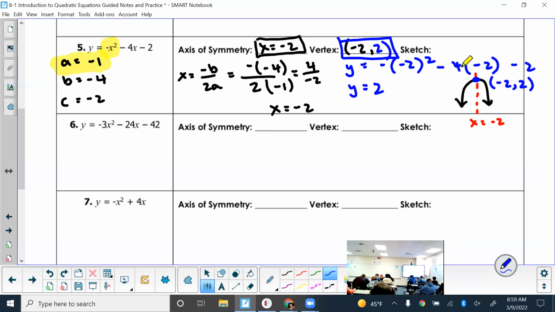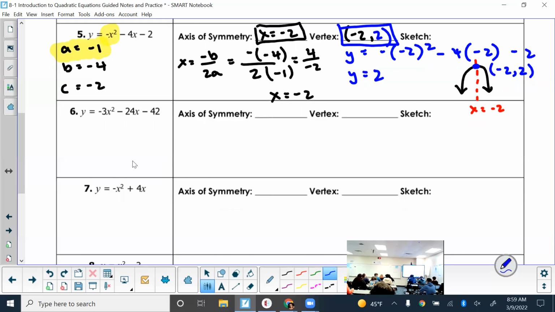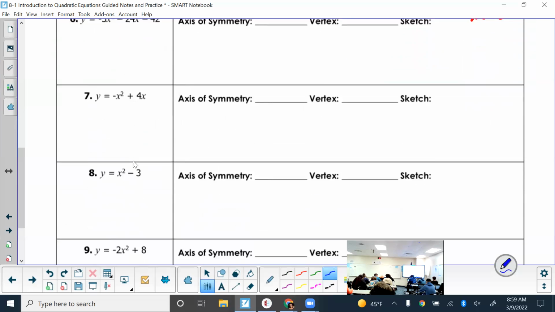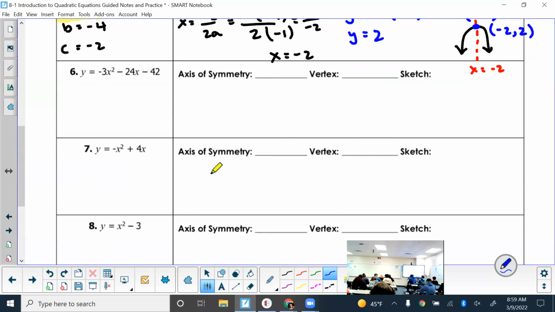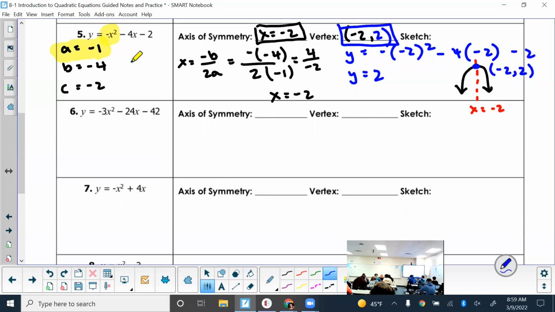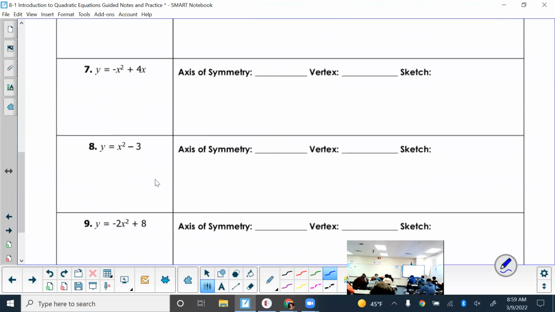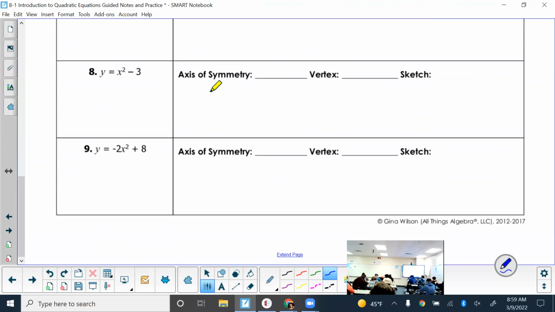All right, I'll save the you try for when you get to your practice. Let's look at some of these harder ones, I guess you could say. So let's look at 7. Or actually, let's look at 8. All right, so any questions on 5? All right, so let's look at 8.